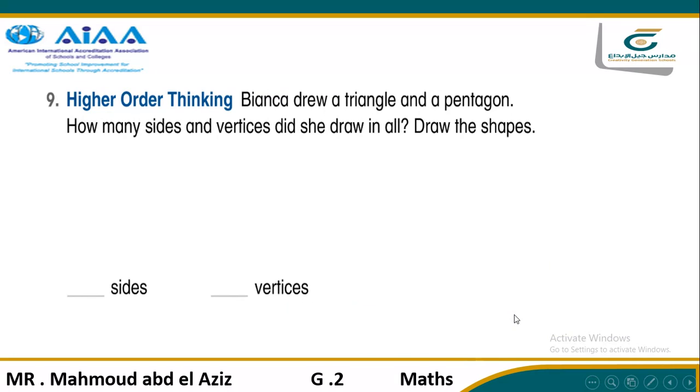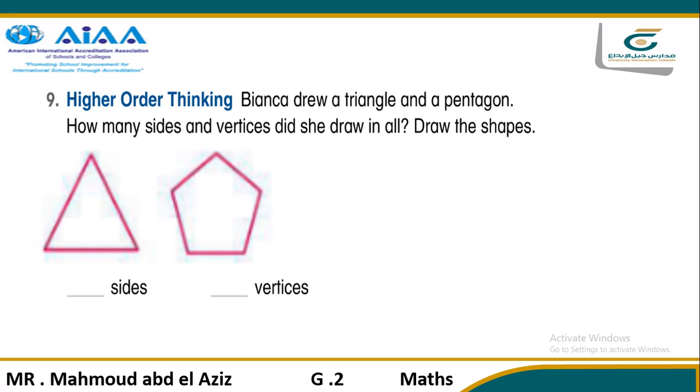Another question. Bianca drew a triangle and pentagon. How many sides and vertices did she draw in all? Draw the shapes. So we have here two shapes, triangle and pentagon, like this one. It asks here, how many sides and vertices in all?